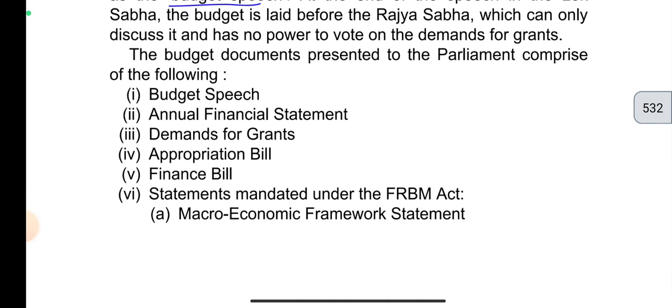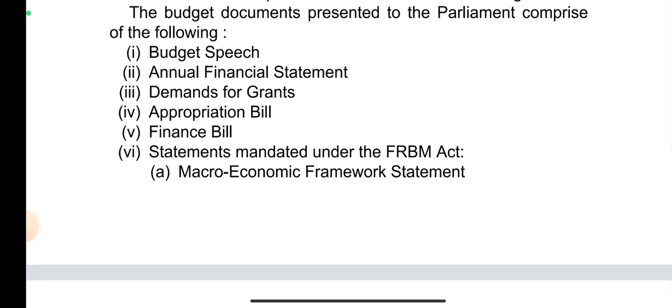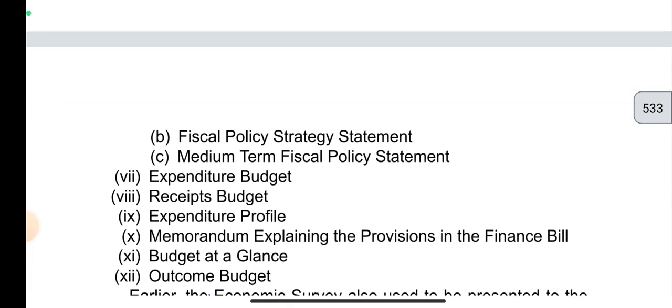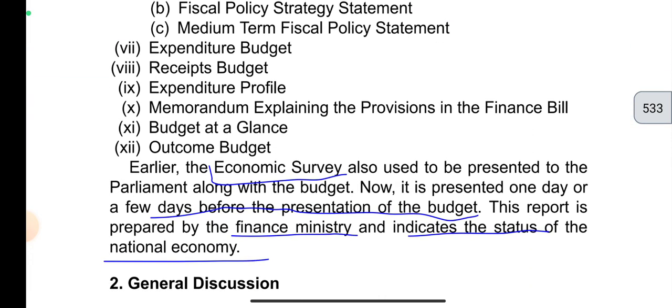The budget documents presented to the Parliament comprise of the following: budget speech, annual financial statement, demands for grants, appropriation bill, finance bill, statements mandated under the FRBM Act, macroeconomic framework statement, fiscal policy strategy statement, medium term fiscal policy statement, expenditure budget, receipts budget, expenditure profile, then memorandum explaining the provisions in the finance bill, budget at a glance, outcome budget.